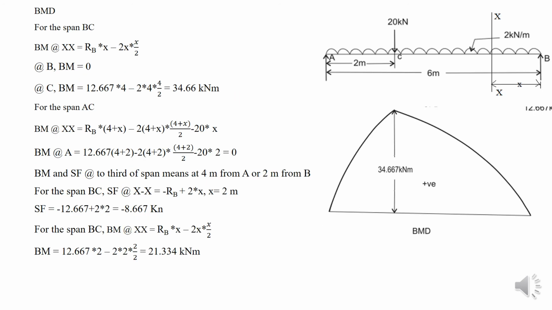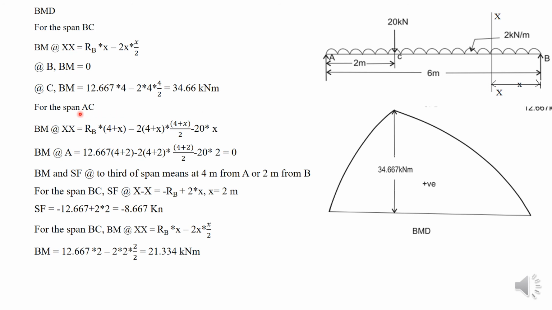Now to draw the bending moment diagram, consider the section line XX which is at a distance X from B, then make an equation for bending moment, which is RB into X minus 2X into X by 2. So at B bending moment is equal to 0. So at C substitute X is equal to 4 meter and you will get the value of bending moment as 34.66 kilonewton meters. And since it is a UDL, you will get a parabolic curve from B to C.